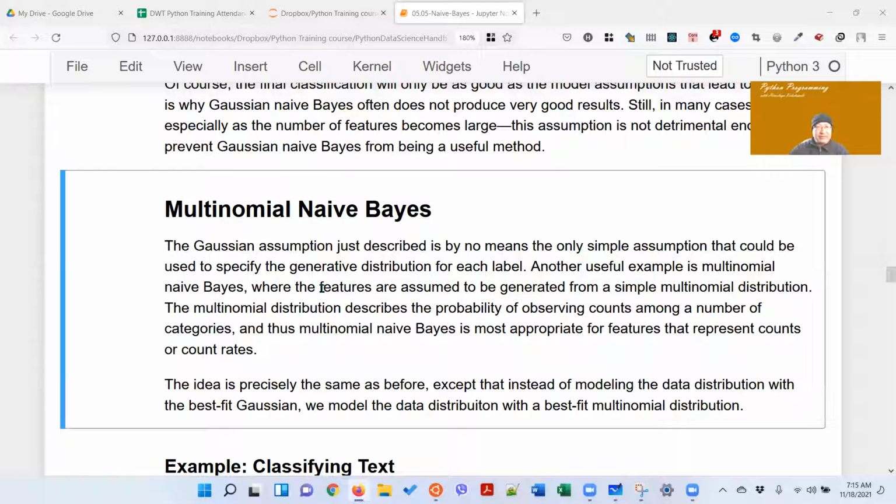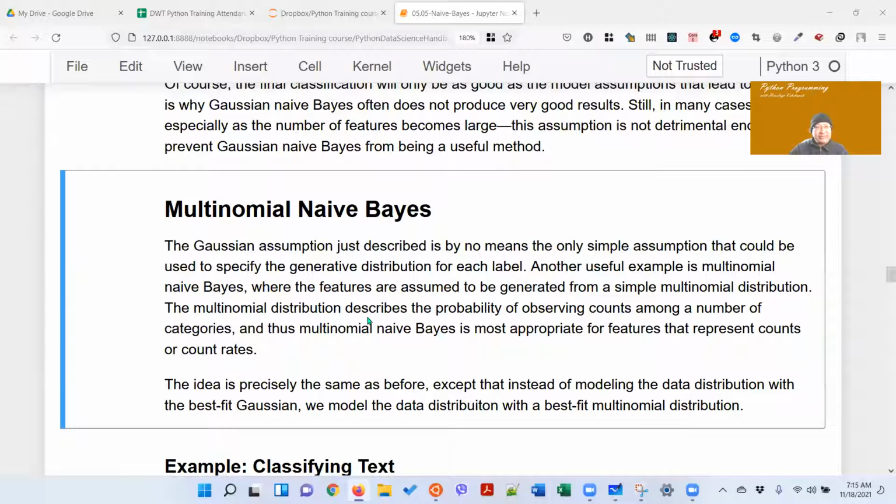Okay, so multinomial naive Bayes. Another useful example is multinomial naive Bayes, where the features are assumed to be generated from a simple multinomial. Multinomial meaning more than one class, more than two classes, as opposed to binomial. Now we have more than two classes.